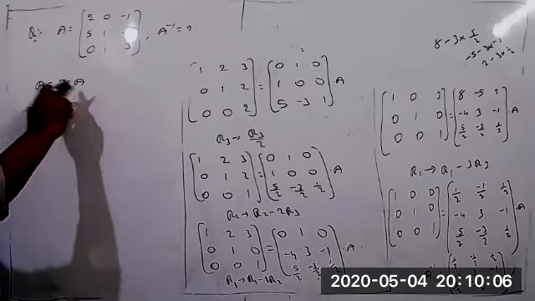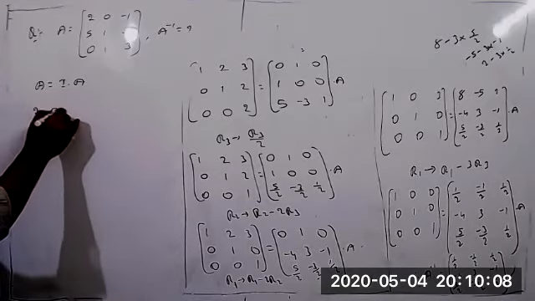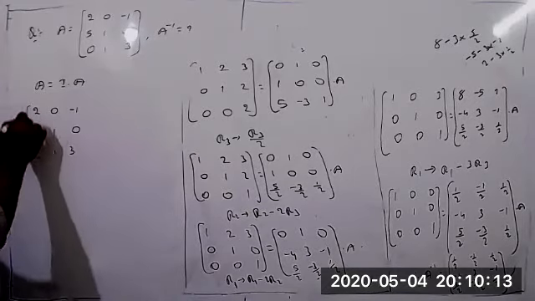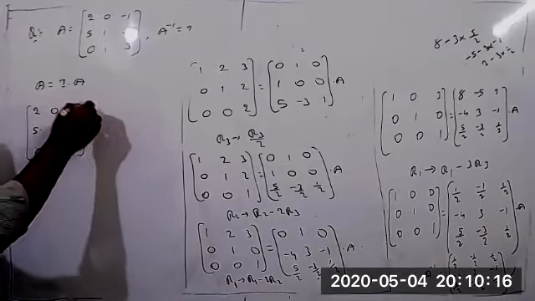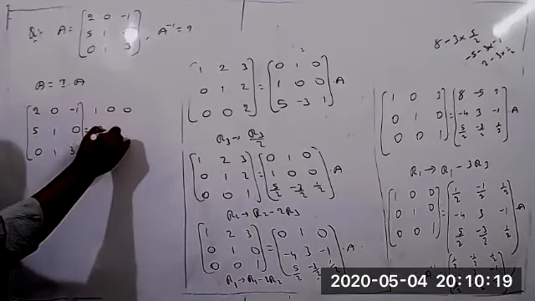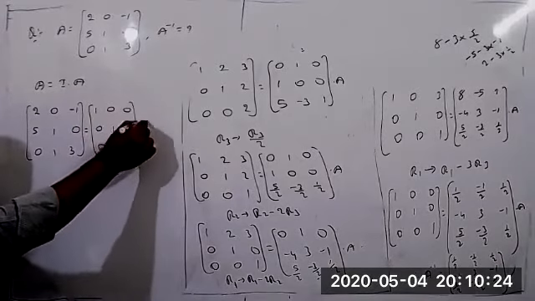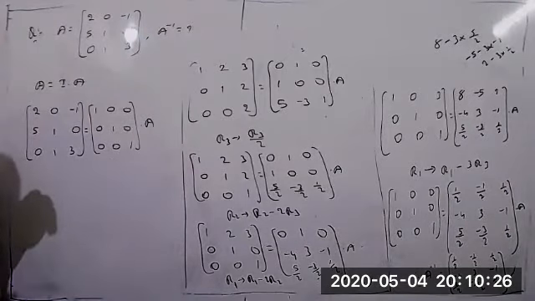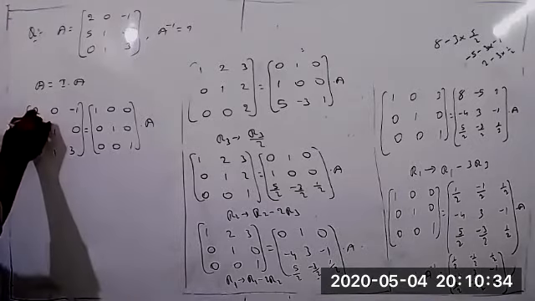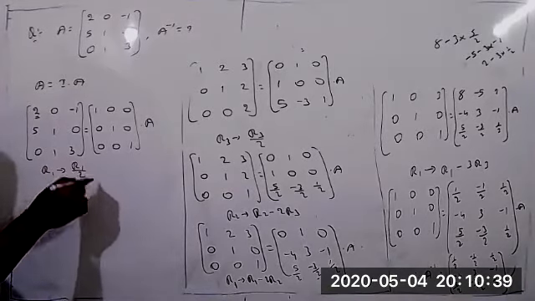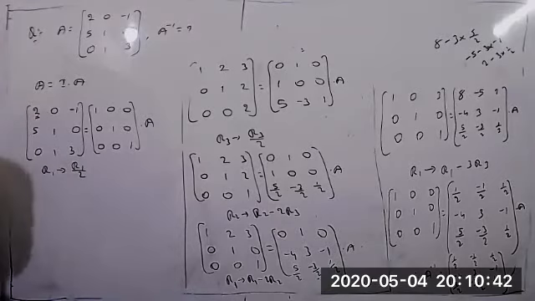A equal to I into A. The matrix A equal to [2 0 -1; 5 1 0; 0 1 3]. The matrix A is equal to I, which is [1 0 0; 0 1 0; 0 0 1], into A now. Don't forget our target now. You follow the axis only. So this first element we have to get as 1. So you can write R1 such that R1 by 2, because 2 by 2 becomes 1.